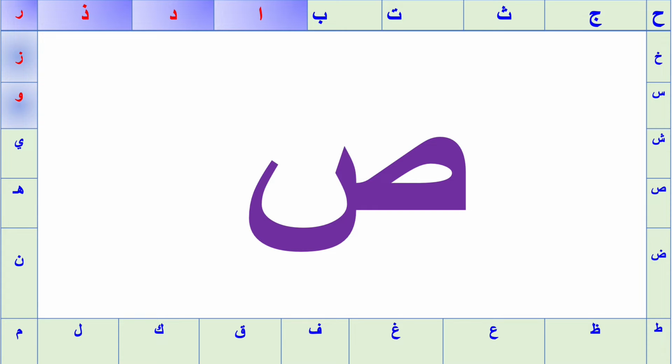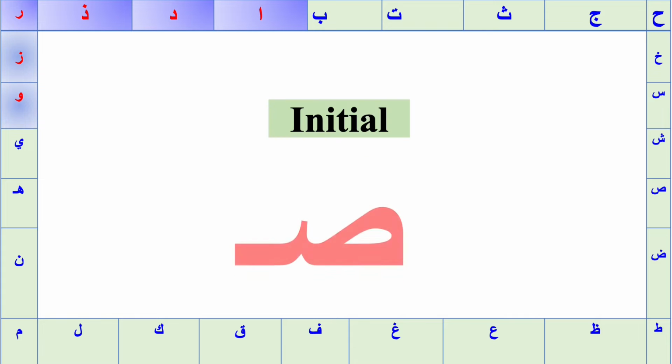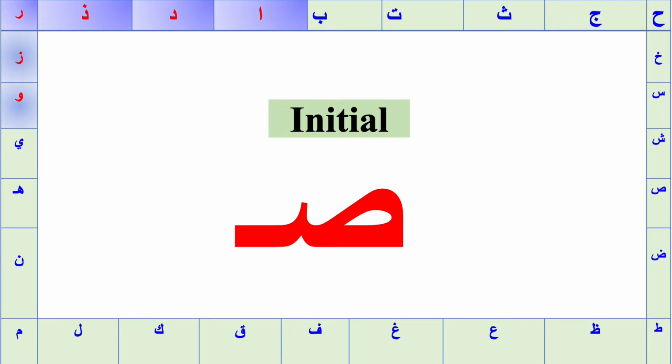Saad. This is the shape of the letter Saad without being connected to any other letter. Now we will look at the different shapes of this letter. We start at the initial shape, the shape when it comes at the beginning of the word, then the medial, then the final. The initial shape, we have the following shape.